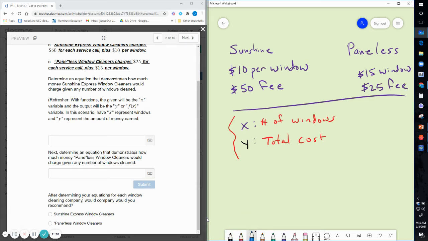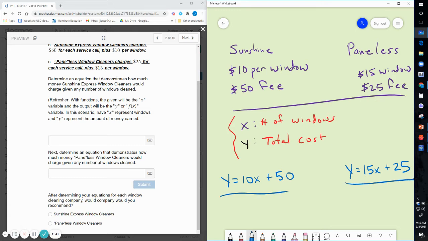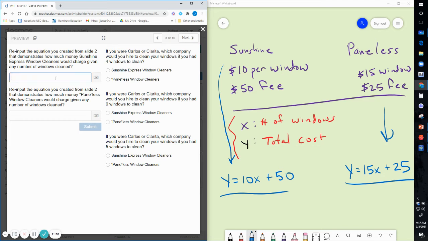All right, now that you've had an opportunity to do this, hopefully you said the first equation was 10x plus 50. This is for Sunshine. And the other one was 15x plus 25. So these are your two equations that you should have had. This one goes there, this one goes there, obviously. And so that should have gone in these two boxes. And then now make a determination. Which one do you recommend? The choice is yours. All right, re-input the equations, okay? The top one's for Sunshine, this one's for Painless.